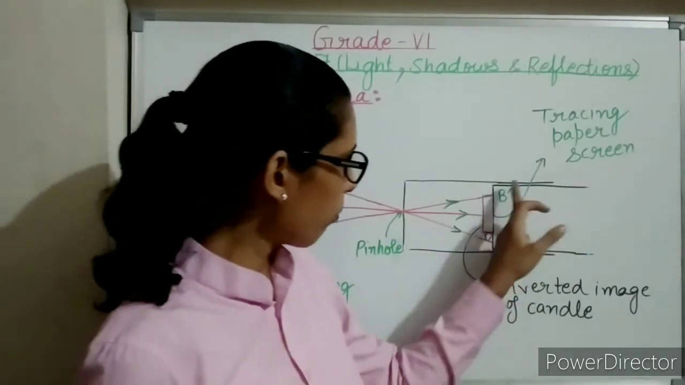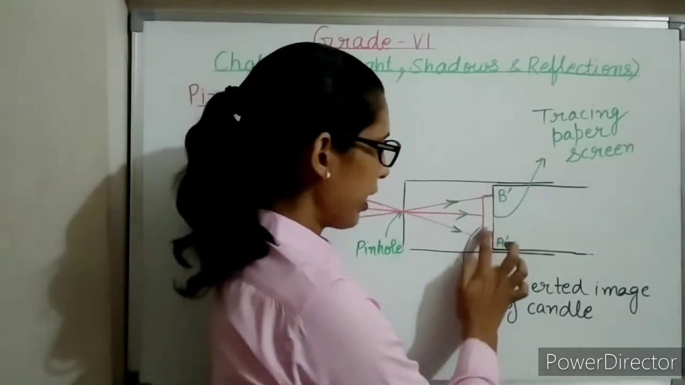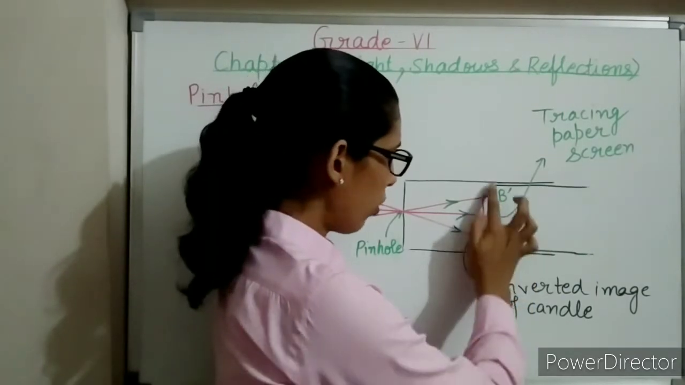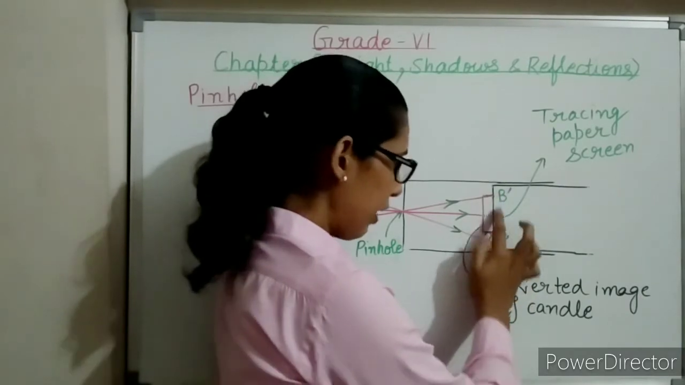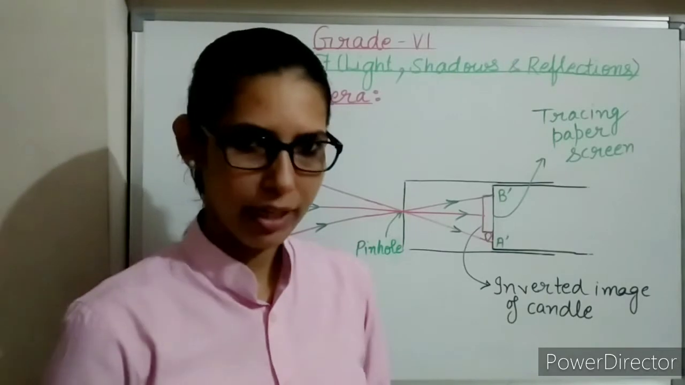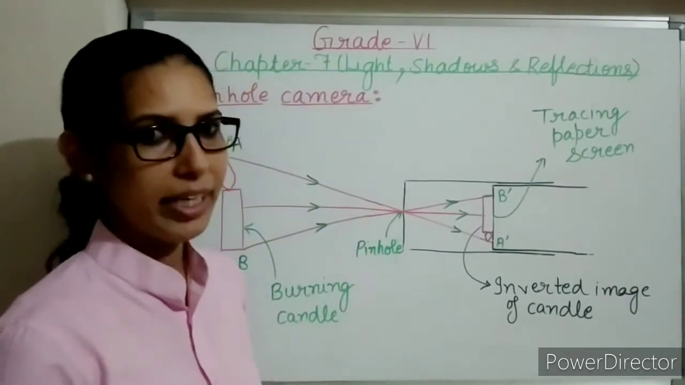Okay, if I talk about the smaller box, on this side, just make a cut in the center of this smaller box, and paste tracing paper on that. Okay. Now your pinhole camera is ready.